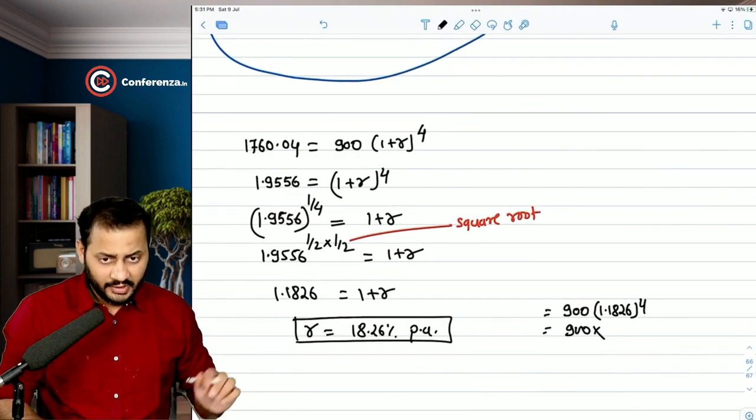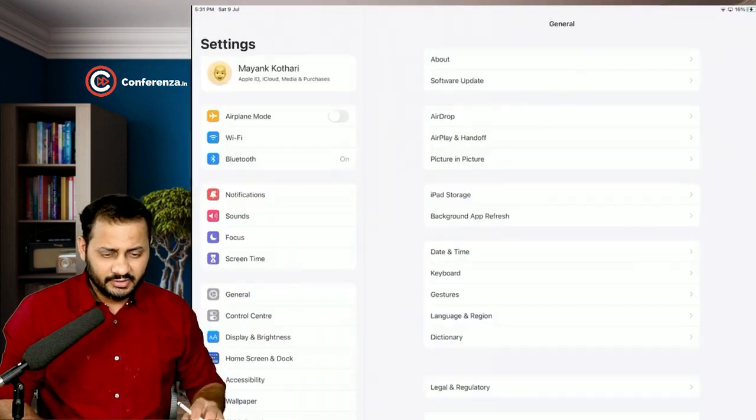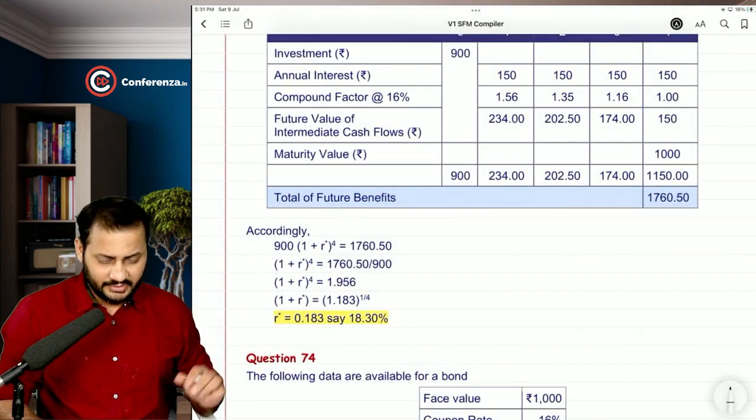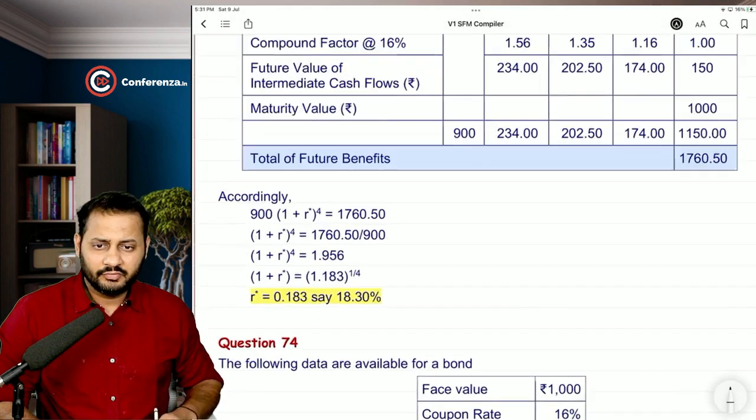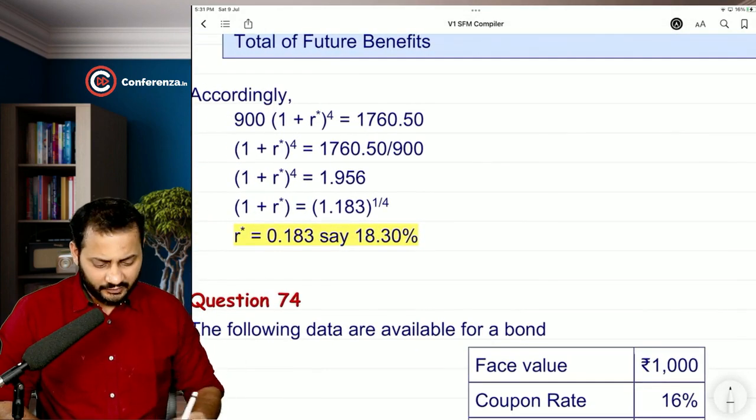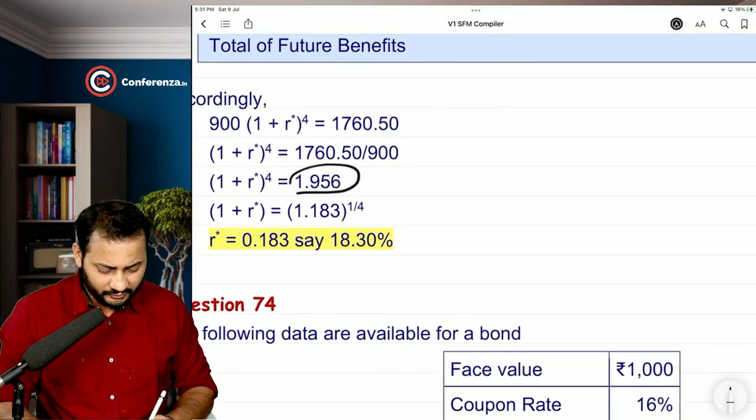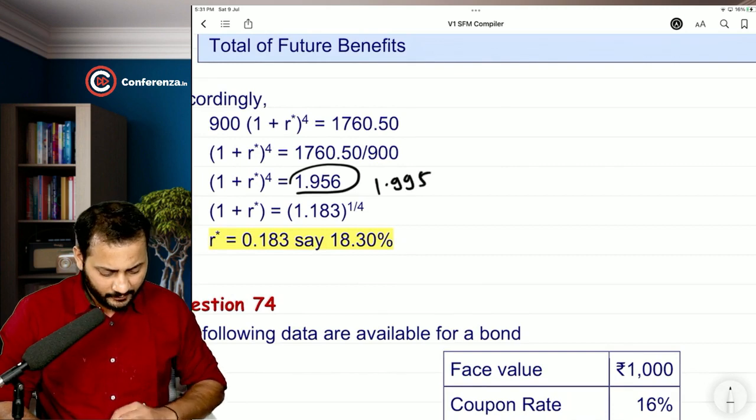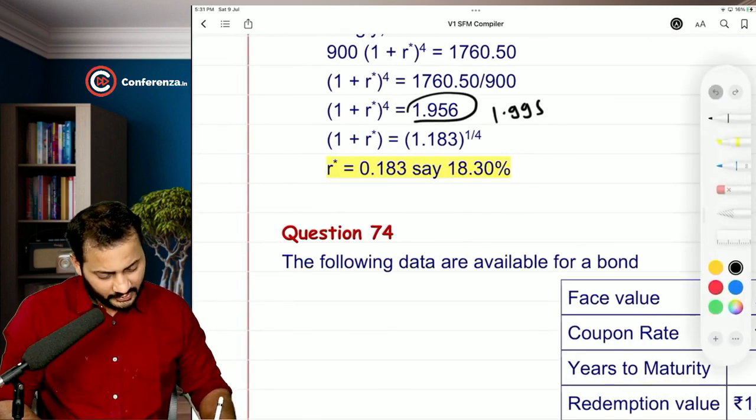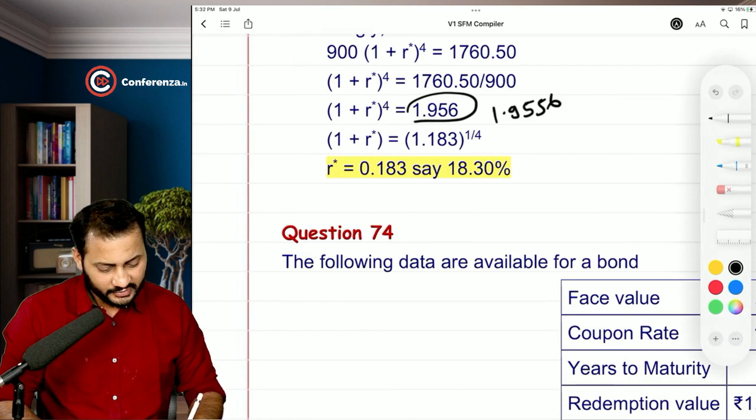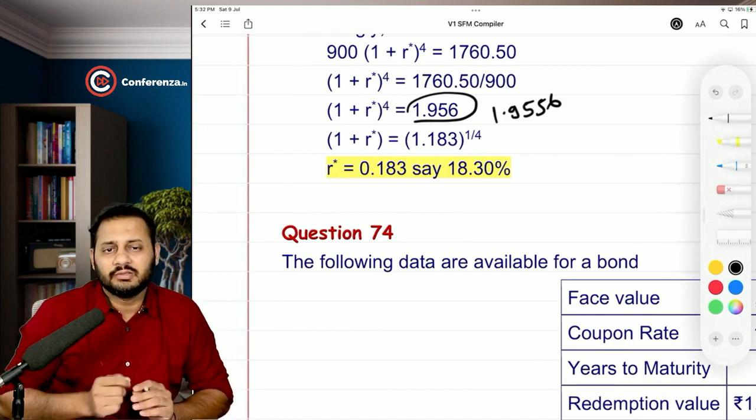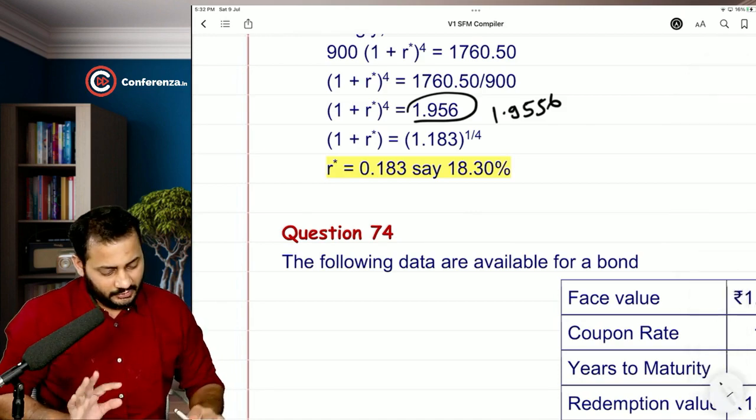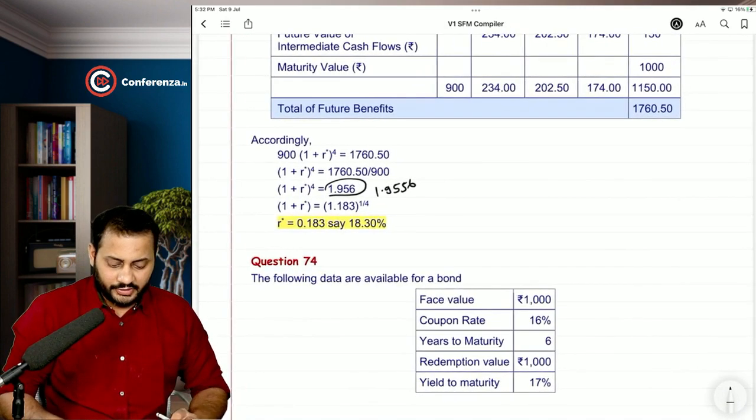How much is the rate? 18.26%. In this table it is 18.30. So that's the rounding off difference. I will tell you why the rounding off is there. See, you can clearly see they have taken it as 1.956. In our answer it was 1.9556. So they rounded it to 3 decimals. We did it to 4 decimals, and that's why the minute difference is there. That will be considered in the exam, so no need to worry about that.